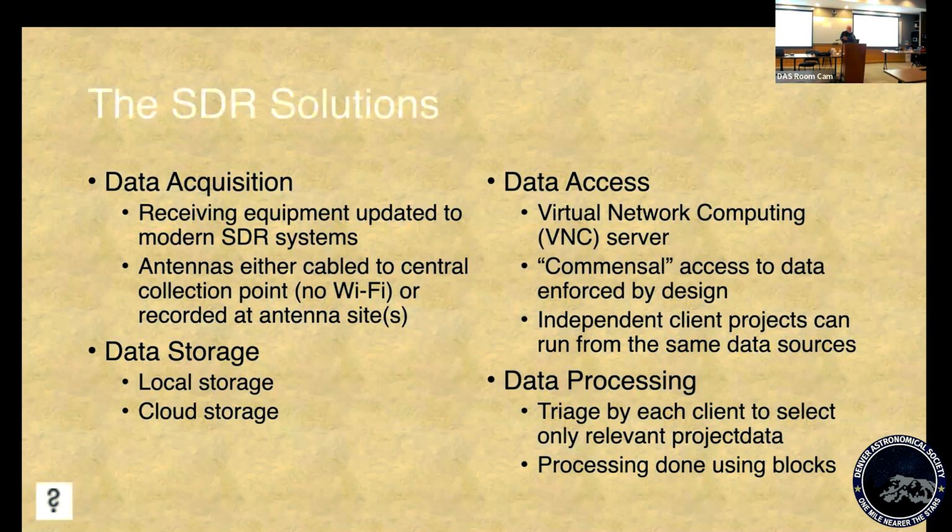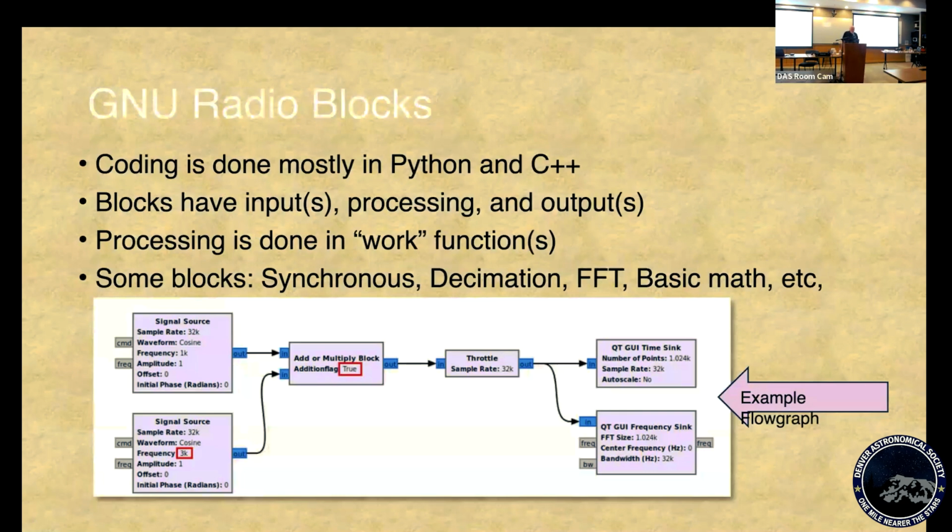The data processing is done by those individual organizations. They do their own triage, deciding what pieces they need and getting what they need to process that information successfully. That's being done by what are called blocks. And this is the last slide that you have to worry about remembering, because I'm going to give you a test when I'm done here.